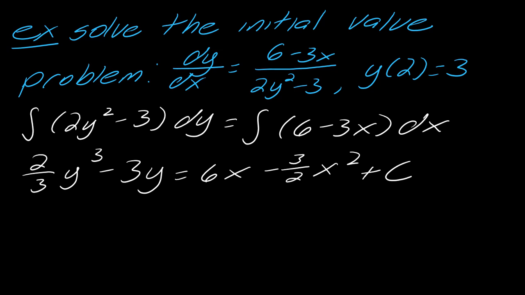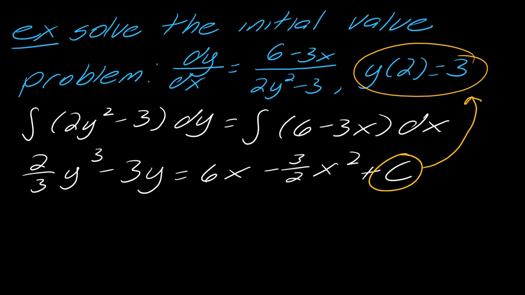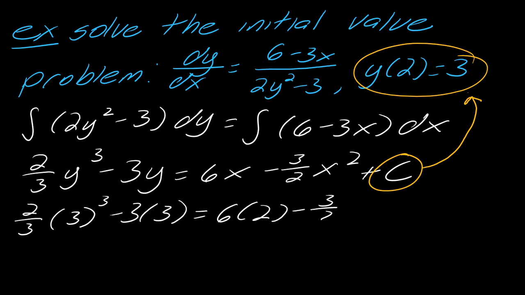Okay, so just like we did at the beginning of the video, we're going to use this initial value condition to determine what my c has to be. So these two things are going to be connected once again. However, the plot twist here is now you actually have to use both of these numbers to help you solve for c. So I'm going to plug in the 2 for the x's, and then for the y's, y of 2 is equal to 3, so I plug in 3. So this will look like this. So I have 2/3 times 3 cubed minus 3 times 3 equals 6 times 2 minus 3 halves times 2 squared plus c. And so then you can go through and just solve all of that.